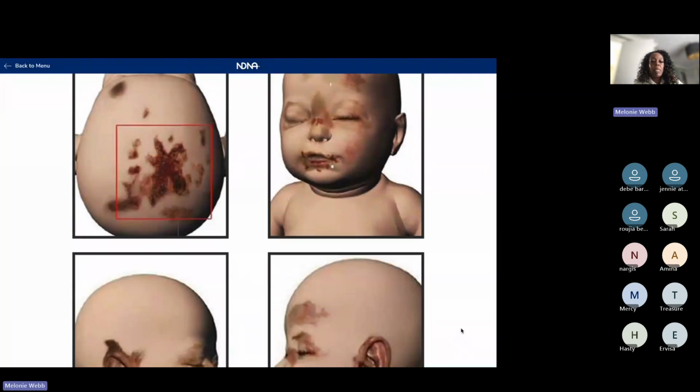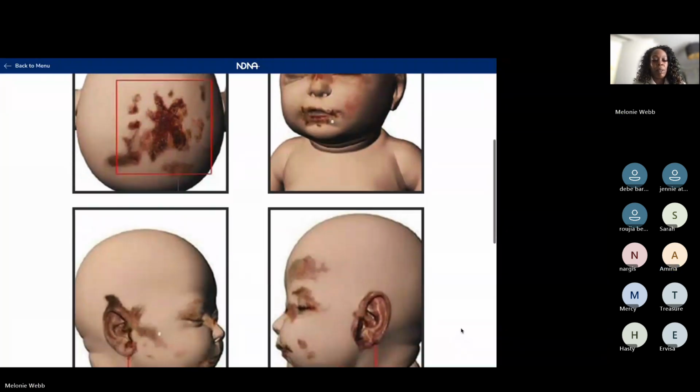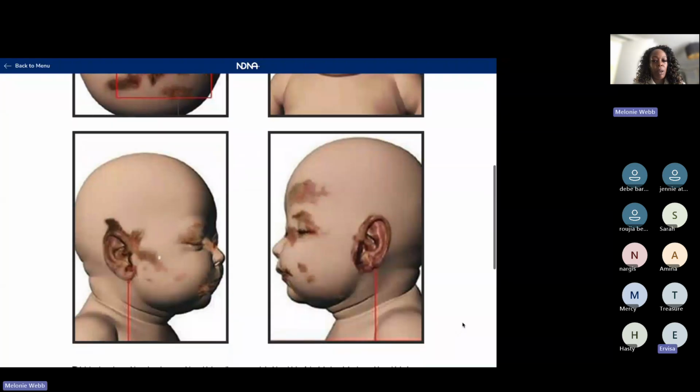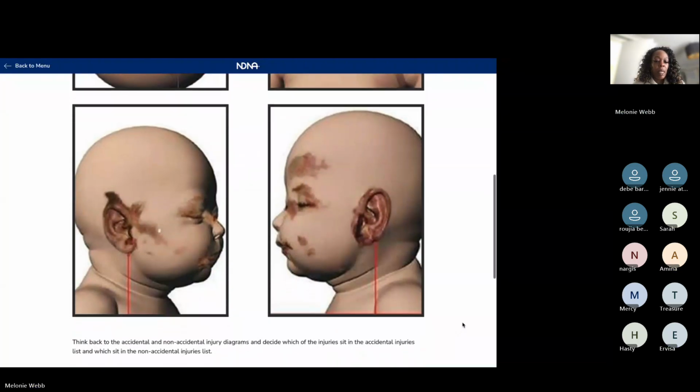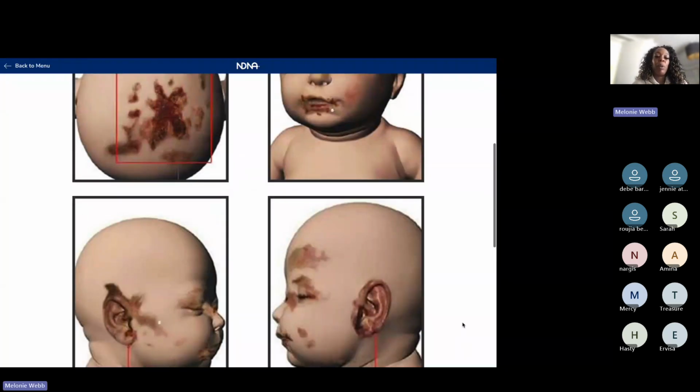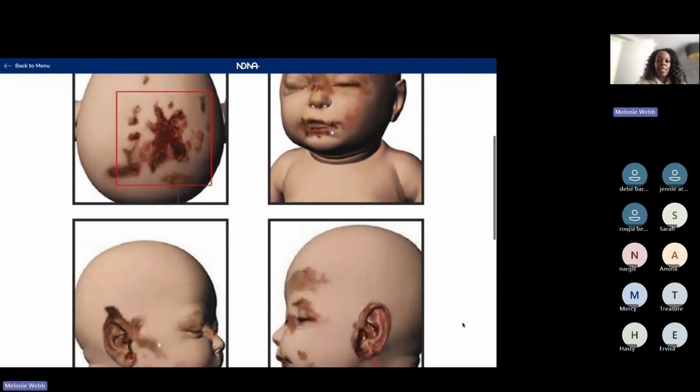As you can see as well, some of them are, oh my goodness, quite old. So thinking back to what we spoke about with the non-accidental and accidental injuries, do you think that where his injury sites are fall in line with accidental or non-accidental? You can put a thumbs up for accidental, a thumbs down for non-accidental.